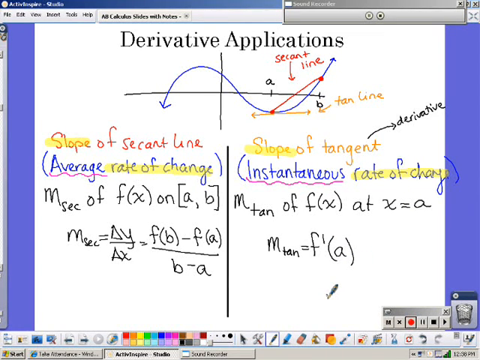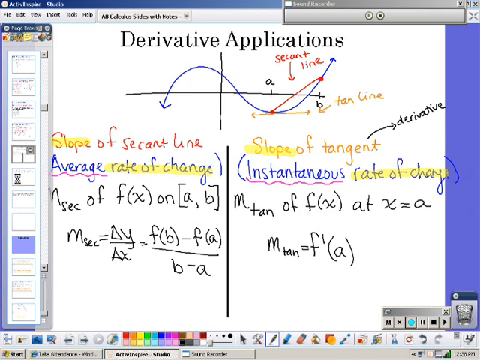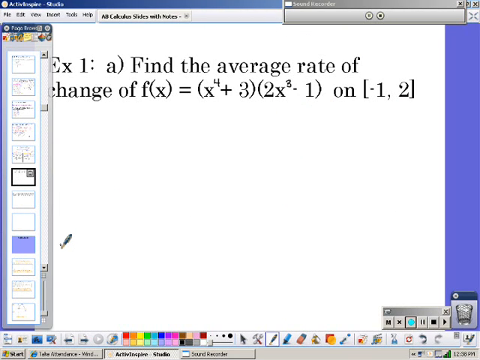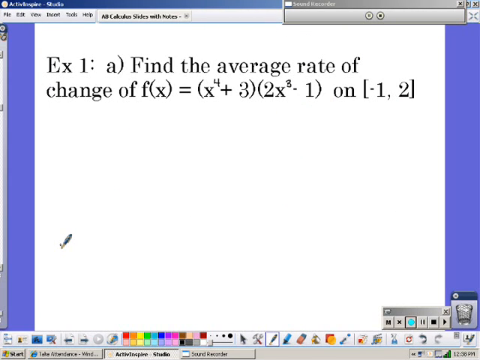Okay, so as a recap, for the average rate of change, we get to use the regular old slope formula. For the instantaneous rate of change, we're going to use our derivatives. What we'd like to do next is look at a couple of examples, so we can see how this actually plays out. So example 1 gives us a function.